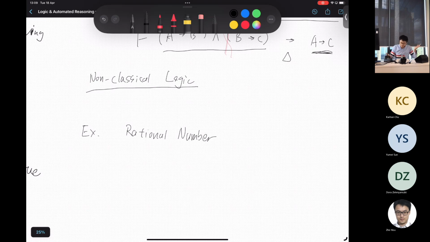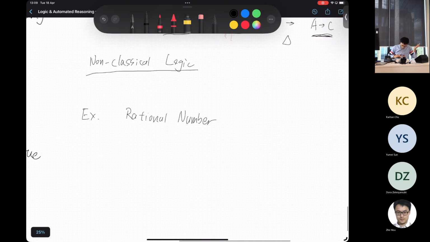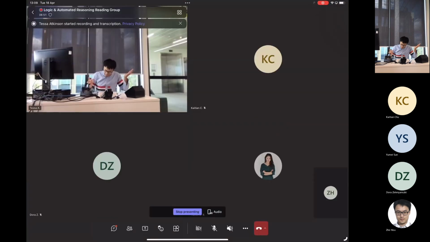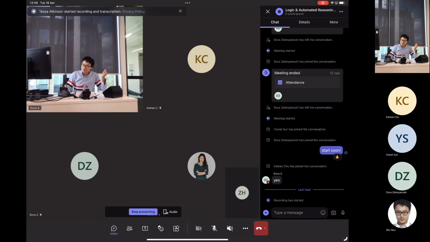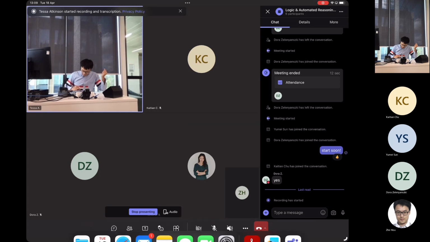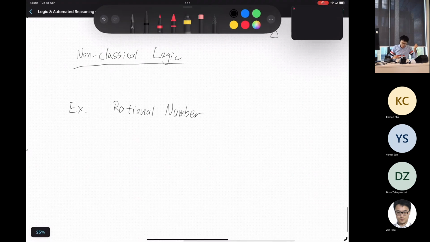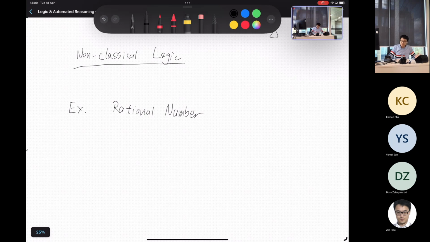Okay, so for those of you who are online, have you heard of a rational number? What is a rational number? Do you have any idea? You can actually Google if you don't remember. It should be a concept that is taught in high school. So a rational number is a number that can be written in a fractional form. If n can be written as, let's say, a over b, where a and b are natural numbers, then it's a rational number.